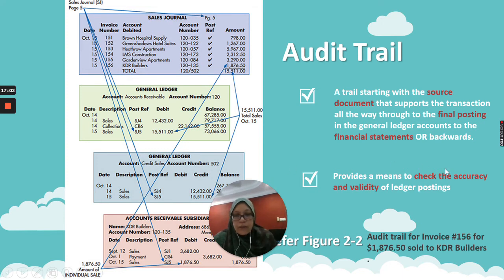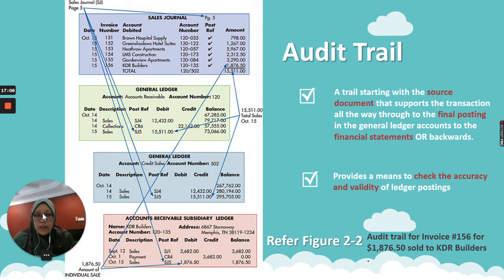So if you refer to this table or to figure 2.2 in your text, or you can refer to my slide, this refers to credit sales. If you refer to this figure 2.2, you can see the tracing. You can refer to the post reference column. Each of the sales journal and general ledger has a post reference column. So this is how they track the transaction in each of the documents or records. Starting from the source document until it produces the output, the financial statement. The tracking can also be done backwards, from the financial statement to the source document.